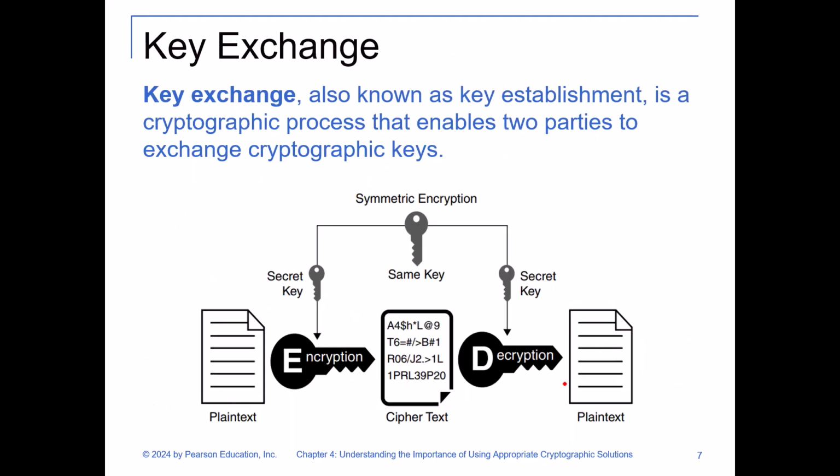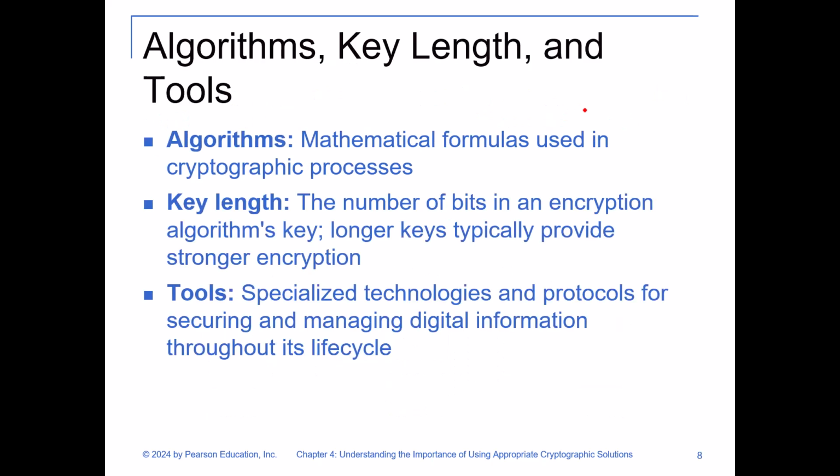That does mean we have to have some form of key exchange. If we are using symmetric, the source and destination will have to have the key. So this is a key exchange or key establishment, a process that enables two parties to exchange the keys. Even if we're talking asymmetric, there still has to be a key exchange.